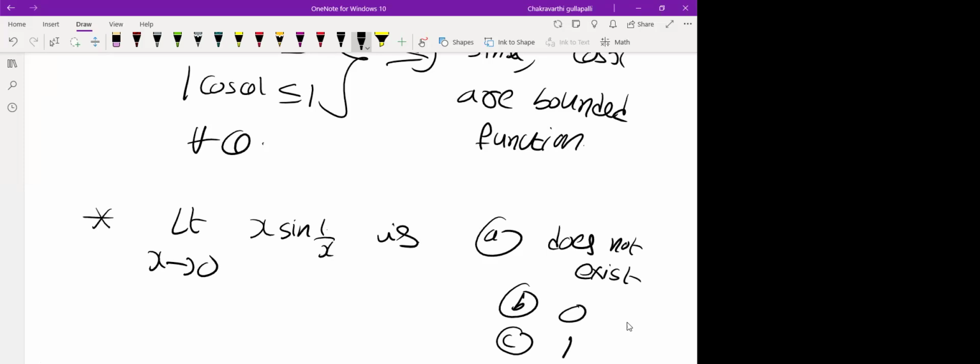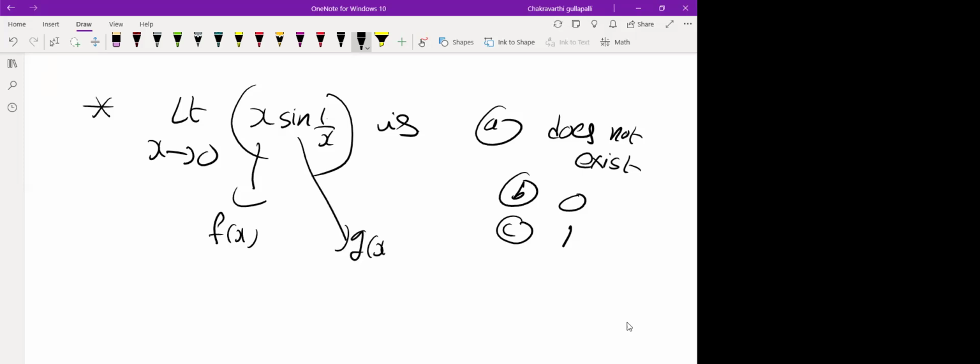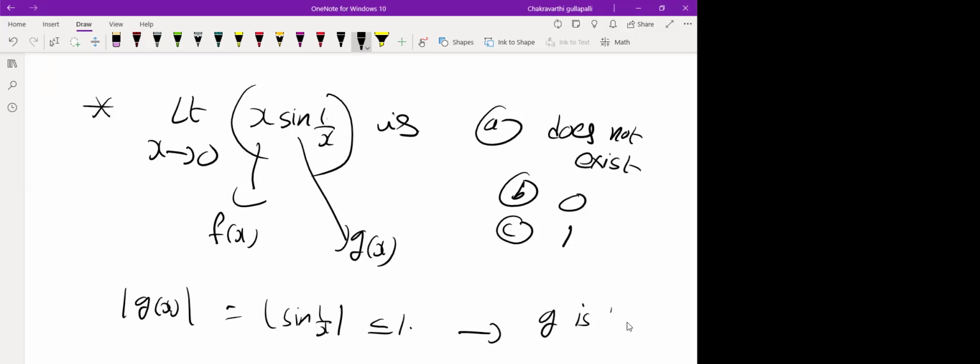But we have to apply this principle, which I said. So in this, there are 2 functions. This is our f x, this is our g x. So modulus of g x, sin 1 by x, is a bounded function. And this is f x. What is limit f x? Limit x approaching 0 of x is 0.